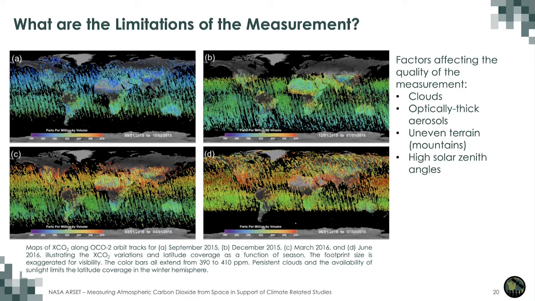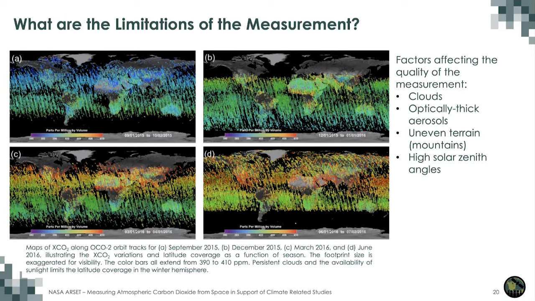So you might ask in all of this, what is the truth here? So we're making a remote measurement. How good is it? So as we said before, we're measuring XCO2, this column average mixing ratio, which is a measure of the amount of carbon dioxide in the atmospheric column as a whole.